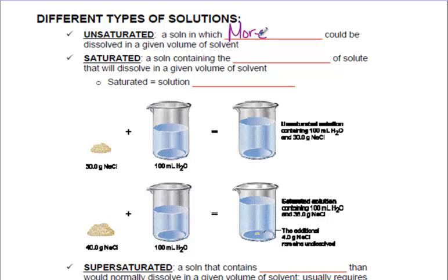So we're going to say more solute than can be dissolved. Okay, a saturated solution then is a solution containing the maximum amount of a solute that will dissolve in a given volume of solvent. So for instance, a saturated solution is a solution that is at equilibrium.